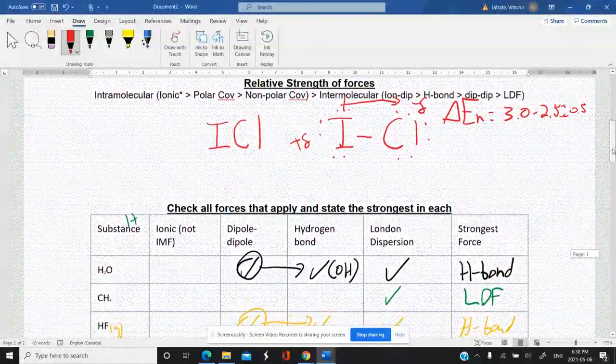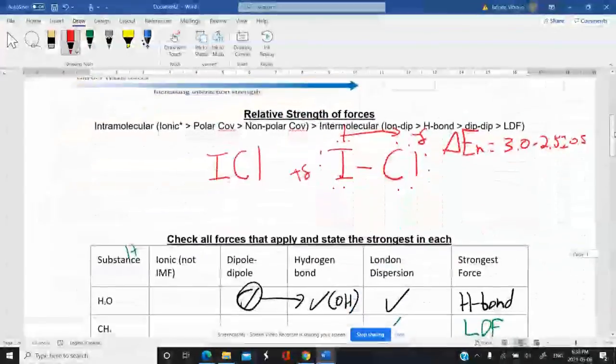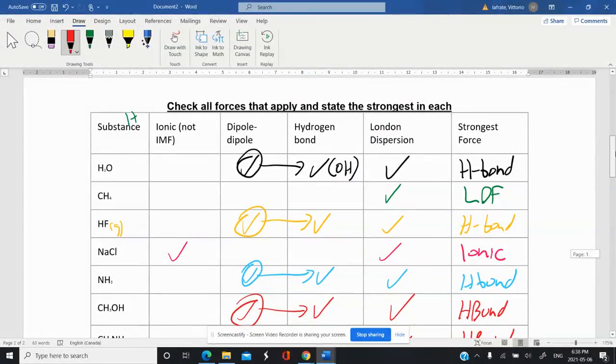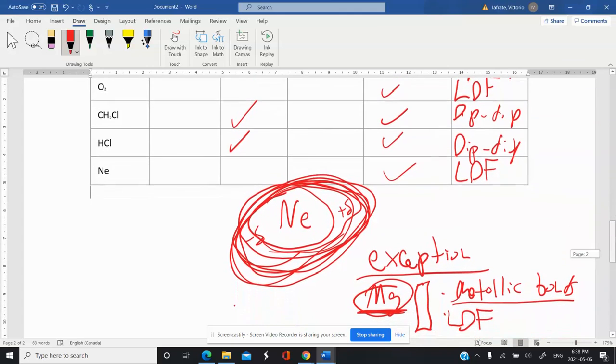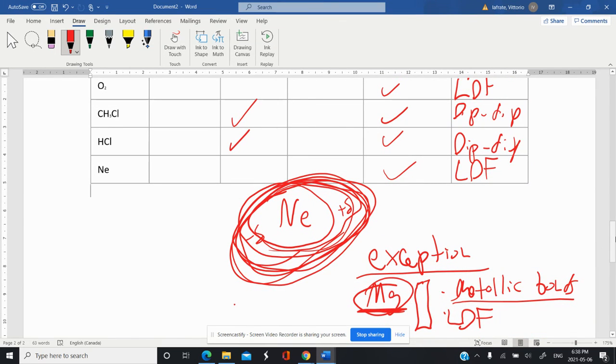And so that is just going over the different molecules and finding what types of forces there are in there and labeling the strongest force. And you need to be able to do this to identify the forces so you can then predict properties or compare substances and decide which one has a higher boiling point or lower boiling point, which one is soluble where, and so on and so forth.